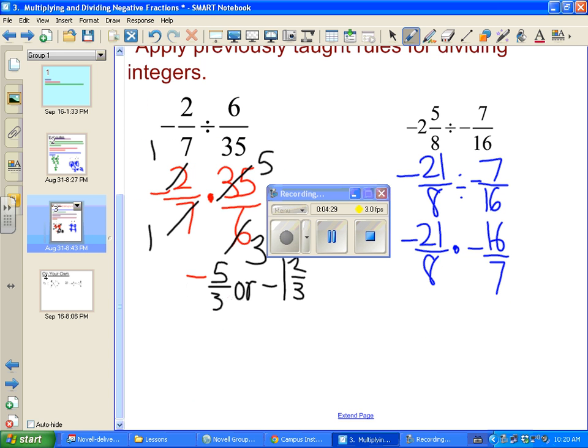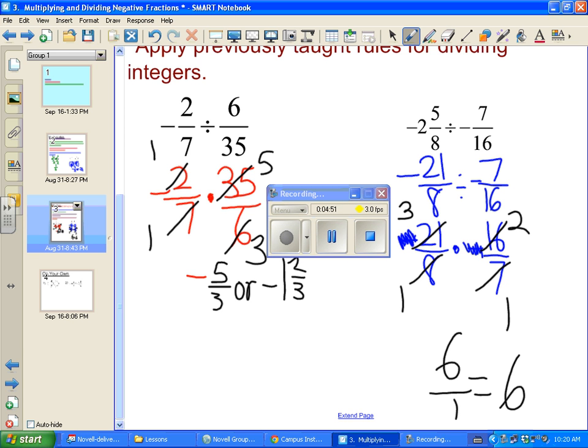Okay, a negative times a negative becomes a positive, so we know our answer is positive. So if you want to cross those out, feel free. Look for our factoring opportunities. Divide out 7 from each of those. Divide out 8 from each of these. Which leaves you with 6/1, which in lowest terms becomes just 6.